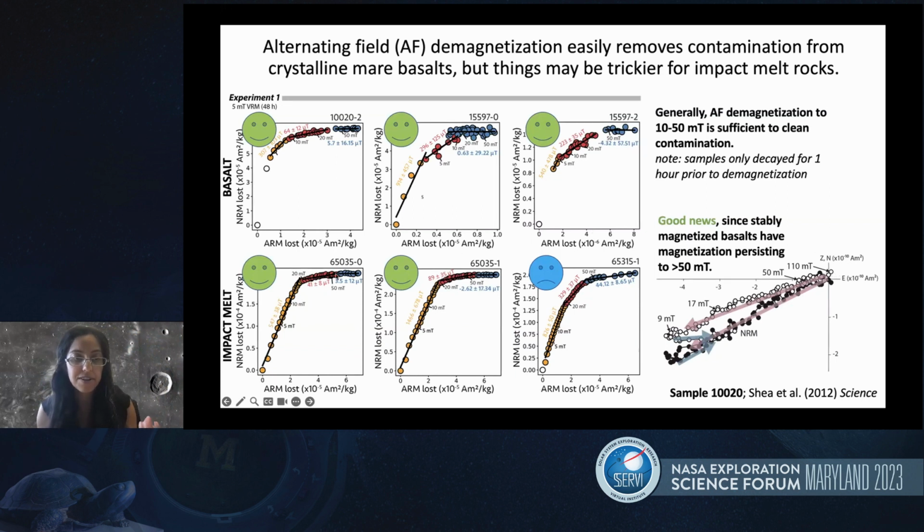In impact melt rocks, for 65035 glass and 65315 glass, we had some differing results. For 65035, we were again able to fully remove that viscous contamination, but in 65315, we had some issues and we couldn't fully remove it using AFD, and we were able to get a false positive paleo intensity from that particular sample. Although we note that these samples were only allowed to decay for 1 hour prior to their demagnetization experiments, whereas on a real Apollo sample, they might be allowed to decay for months in a magnetic shielded room before we start experiments. So this is like a worst case scenario.